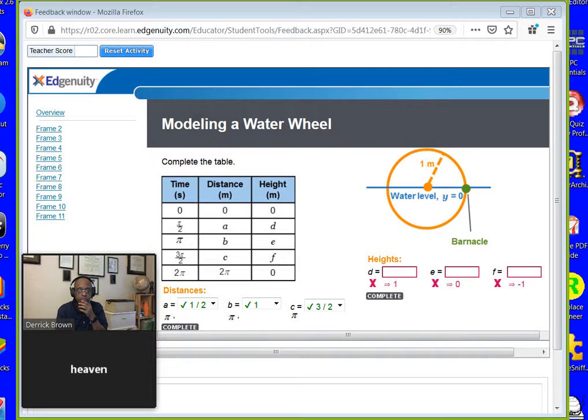Like depth, like how I need... and I just don't understand how I'm supposed to calculate where a barnacle is going to move on a wheel. It's like I don't understand what I'm doing.